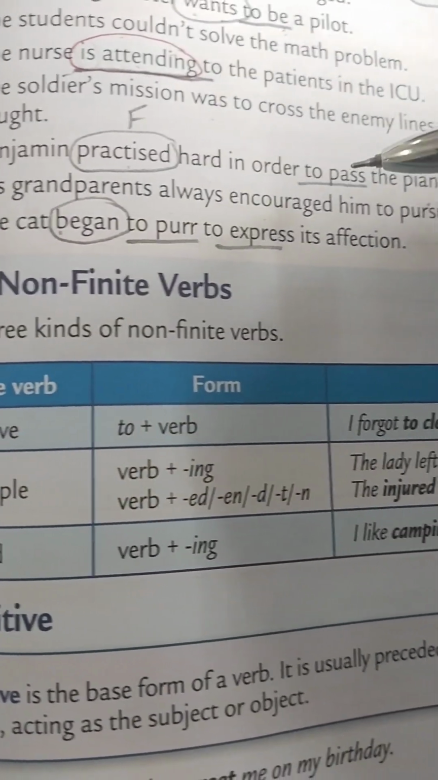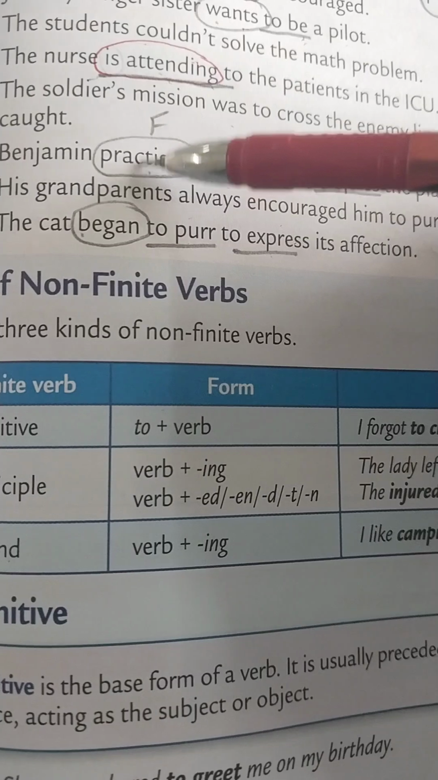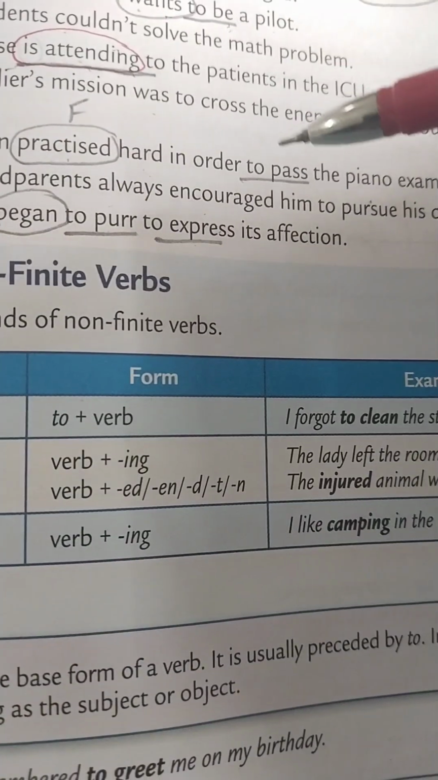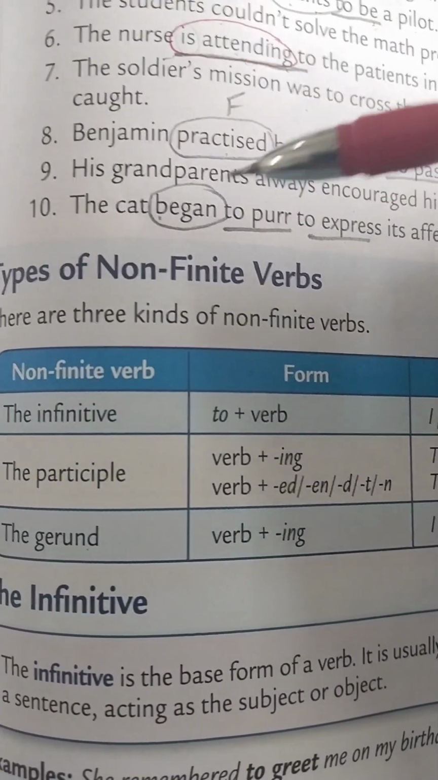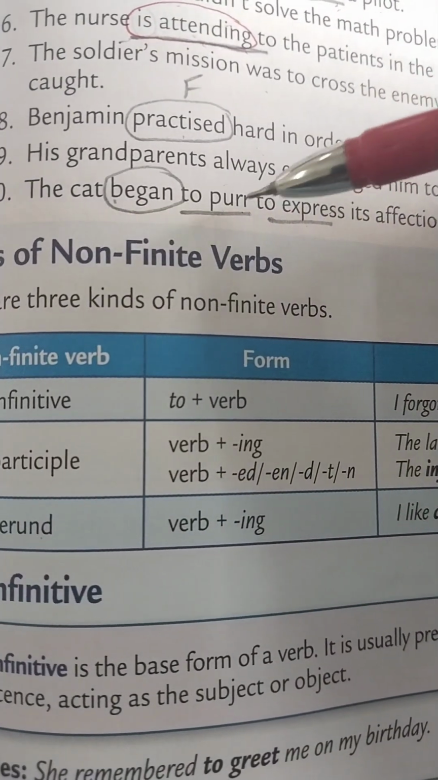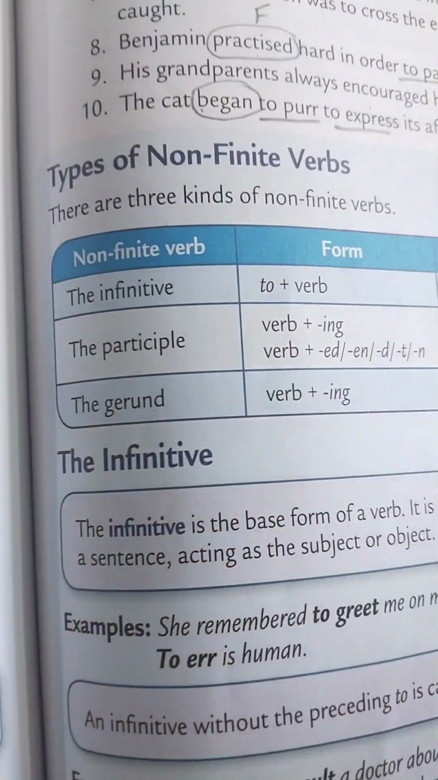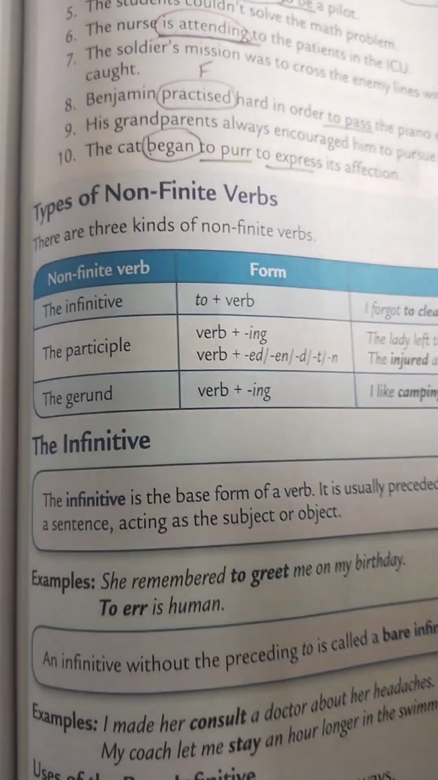Benjamin practiced hard in order to pass the piano examination. Practiced is finite and to pass is non-finite. The cat began to purr to express its affection. Began is finite, and to purr and to express are non-finite verbs. So similarly, children, you do the whole question.